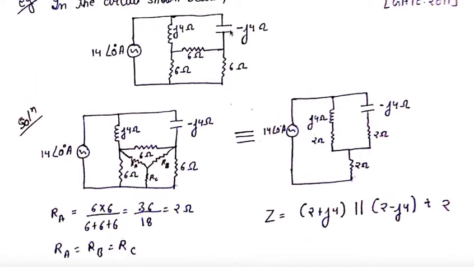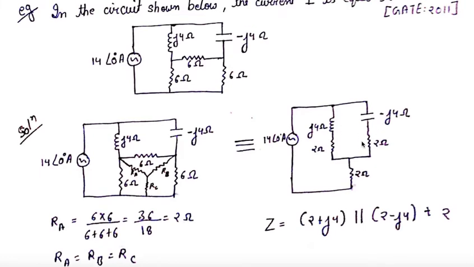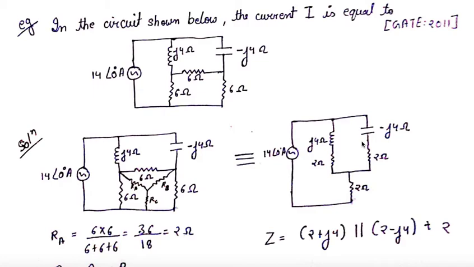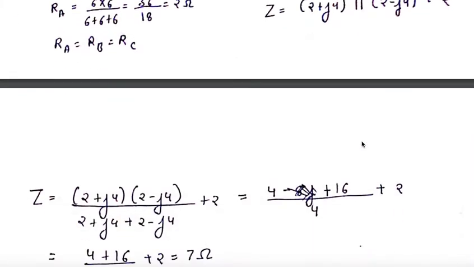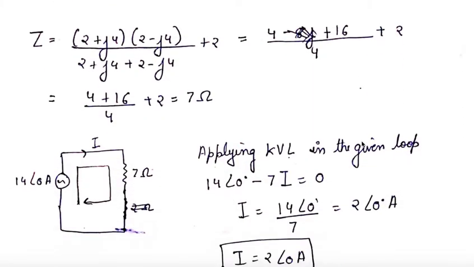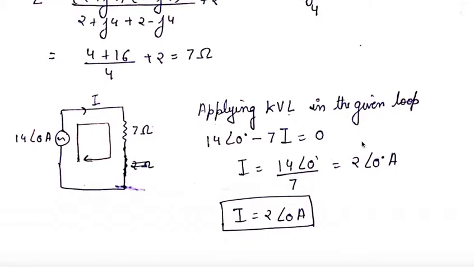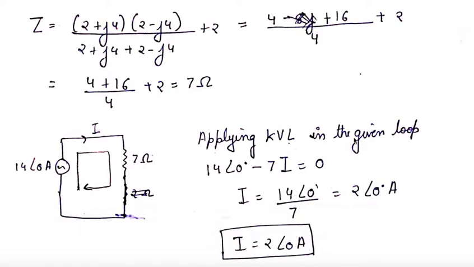This was very much complex. Now we just have to take out the value of this impedance, and there is only one current source and then one impedance. So easily we can find out the current in this. So here the impedance is 2 plus J4 into 2 plus, how we calculate in parallel.